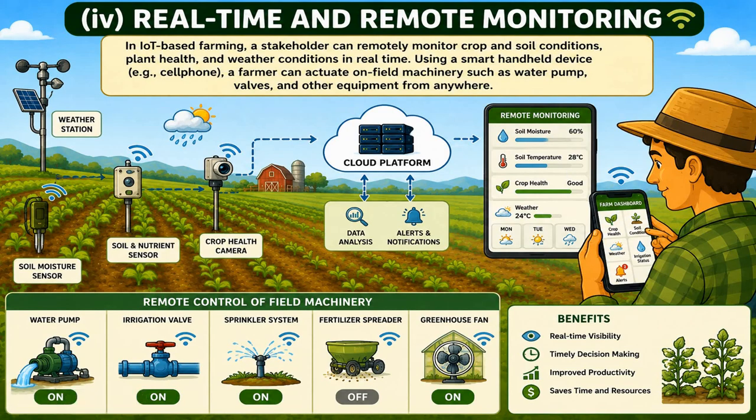So here the farmers can remotely control farm equipment using their smartphones, and they can turn the water pumps on and off. Then even they can turn the irrigation valves, sprinkler system and other machinery on and off, like fertilizer spreader, then greenhouse fan. These all can be put on and off without being physically present in the field.